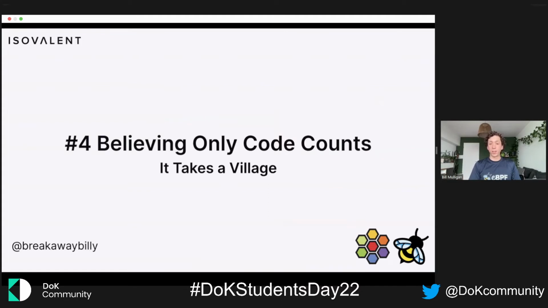And the number 4 biggest mistake is believing that only code counts. There's so many other things. There are lots of non-code contributions that you can do. Things like writing blogs, giving talks, even tweeting about and promoting different projects. These are all the first ways that I would say I actually got started in the open source ecosystem.